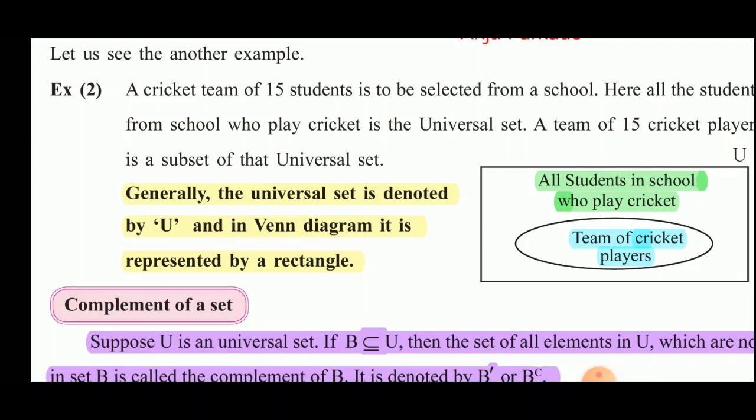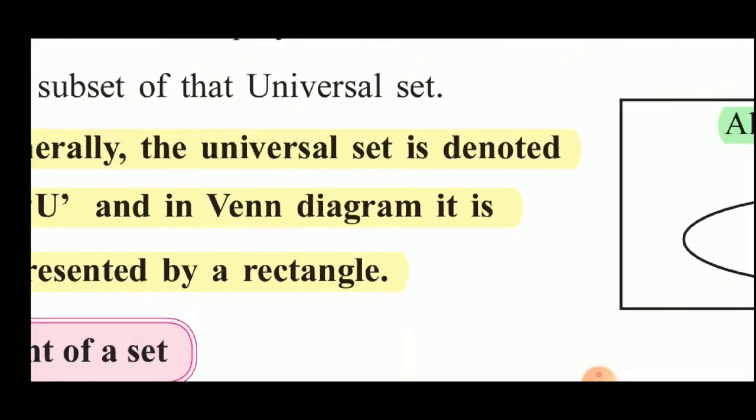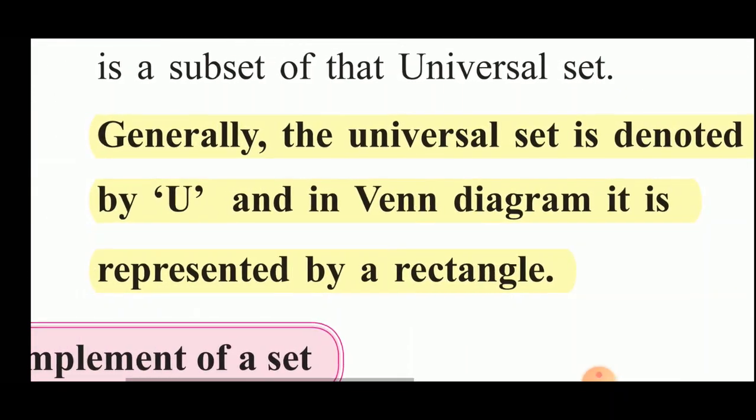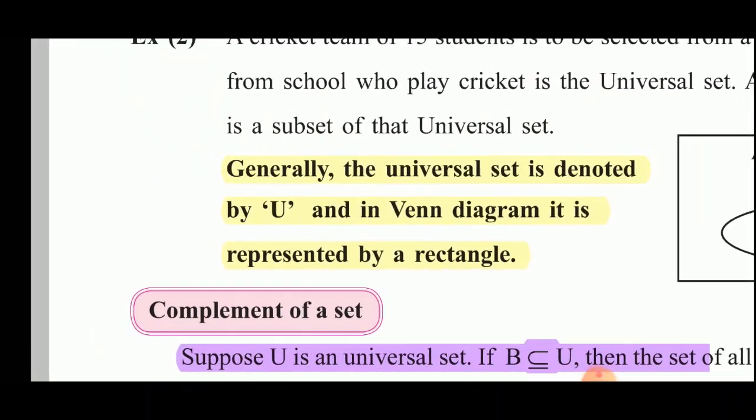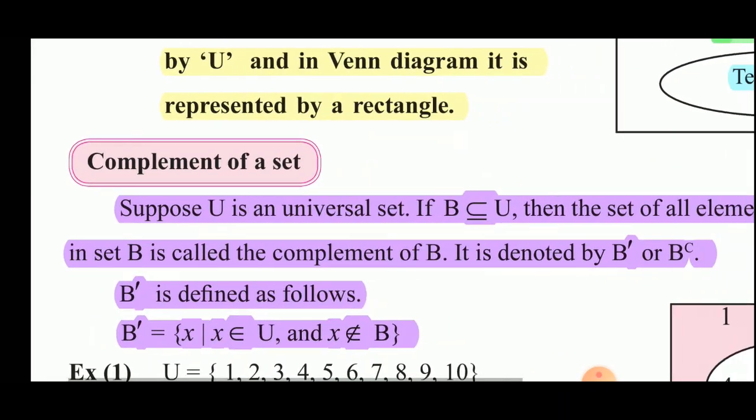The team of cricket players and all the students in a school who play cricket. Now the universal set is generally denoted by U, and in a Venn diagram it is represented by a rectangle. So this you remember. Now next we will see the next definition, the complement of a set.